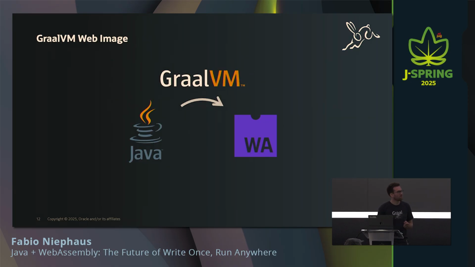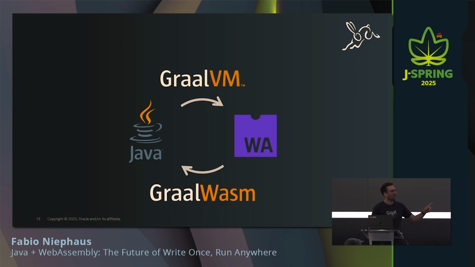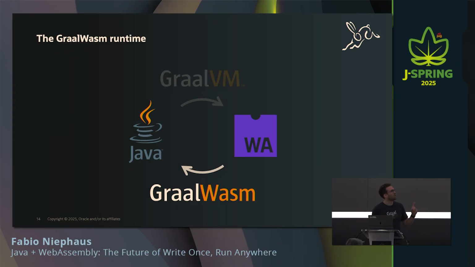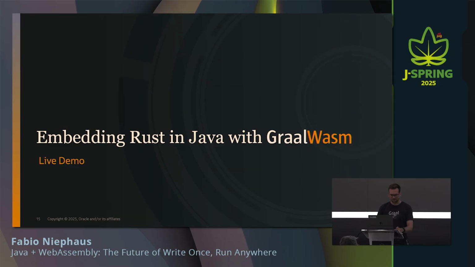Okay, so this is GraalVM Web Image. And now I also want to talk about, in the second part, something related, but also very different. So we also have a Wasm runtime written in Java, which we call GraalWasm. And that one allows you to stick Wasm modules into your Java application. So we produce Java to Wasm. Now we put Wasm into Java. So that's important to keep in mind. Let me show you a demo.